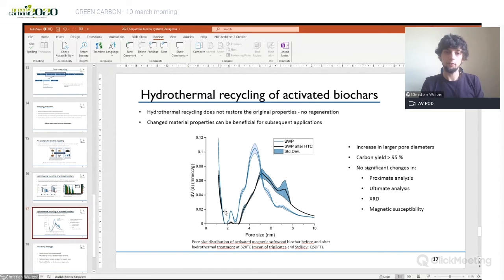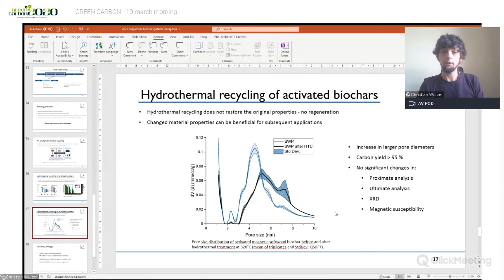So in this pore size distribution, you can see the softwood biochar before the hydrothermal treatment and after hydrothermal treatment at 320 degrees. So you see the mean of triplicates, and the one before is the higher one, and then after the hydrothermal treatment it looks like this. And what we can see is, while we lose some pore volume in the hydrothermal treatment, we also gain some volume in the larger mesopore range, which can be beneficial for biogas cleaning, for example.